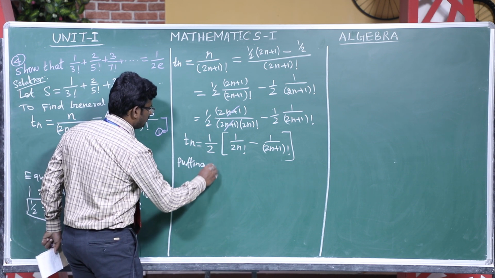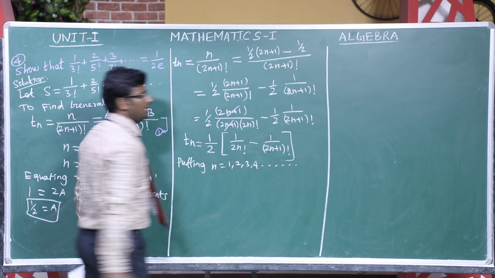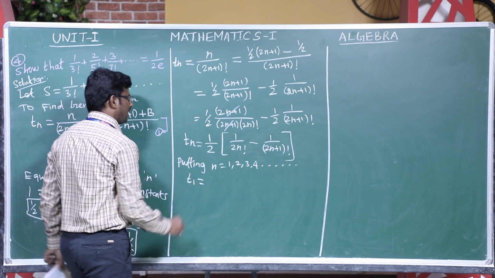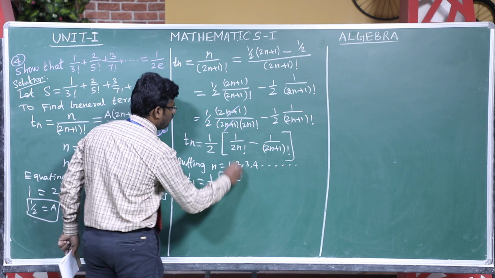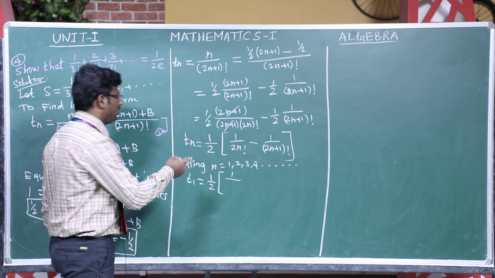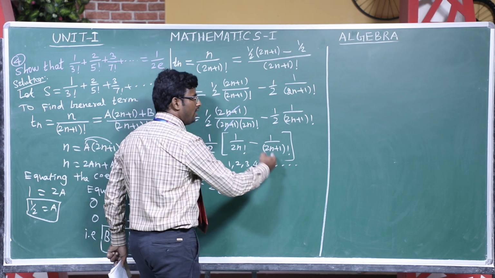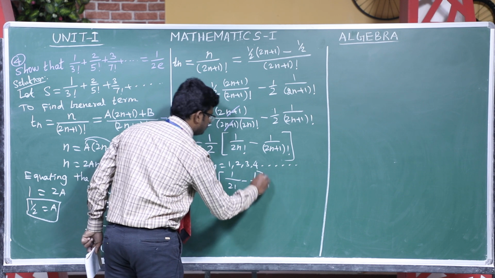Putting the value n equals 1, 2, 3, 4 up to etc. is going on. Then T1: put n equals 1, so T1 is 1 by 2 into 1 by 2n. 2n is 2 into 1, which is 2 factorial, minus 1 by 2n plus 1, which is 3 factorial.